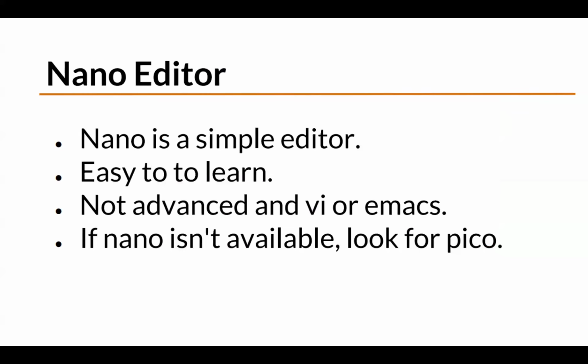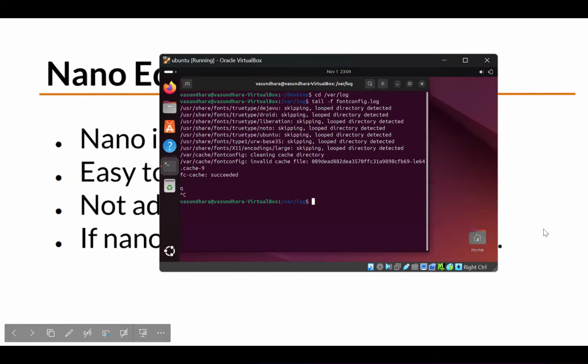Now, if you need to edit a file, you can use Nano. Nano is a clone of Pico. So if for some reason the Nano command isn't available, try Pico. It's very easy to learn, but it's not as advanced as other editors like VI or Emacs. Let's see this Nano in practical. Let me show that also. Let me clear.